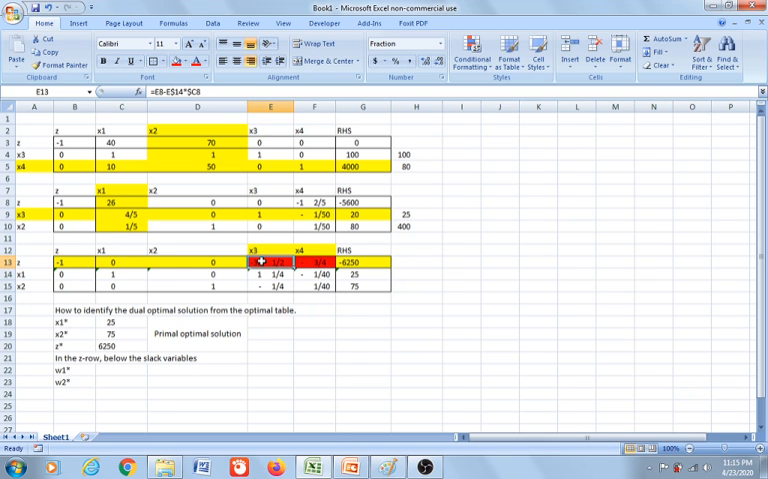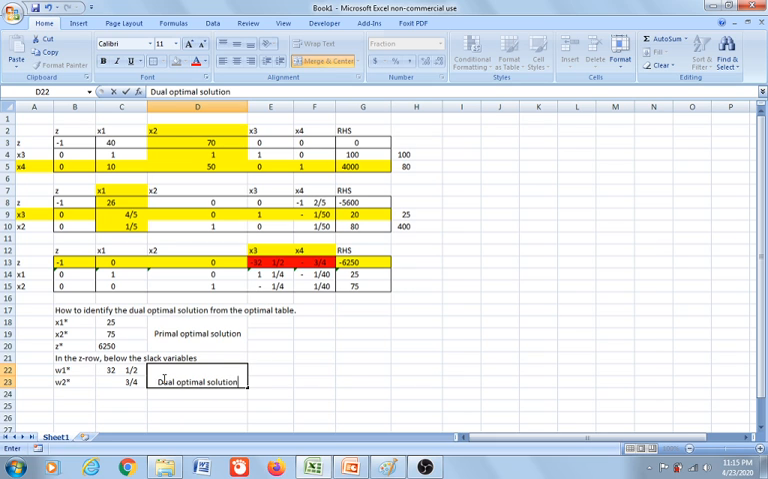Since it is a maximization problem, the coefficient of z is -1, so the value of W1 star is minus of the value, which is 32.5. So we just take -1 times -32.5, and then W2 star is -1 times -3/4. Okay, so this is the dual optimal solution.